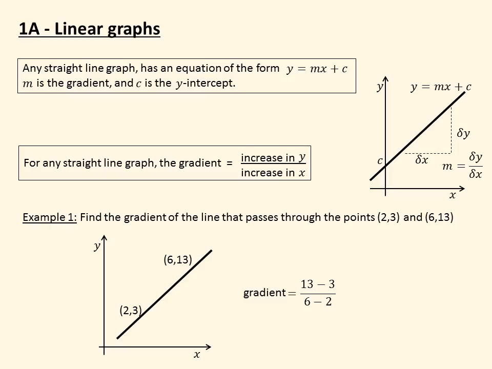It doesn't matter which way round you write it, as long as you have the 6 and the 13 together from the point 6, 13, and the 2 and the 3 together from the point 2, 3. We can go on to work out this value, and it turns out to be 5 over 2. It is best to leave this gradient as a top-heavy fraction.